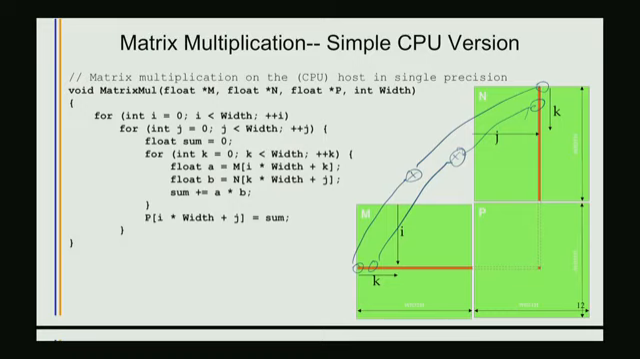Okay, how many multiplies will I end up doing? So again, my width, this row vector and that column vector are width. How many multiplies do I end up doing? Yeah. Just for one element. Let's make it simple.